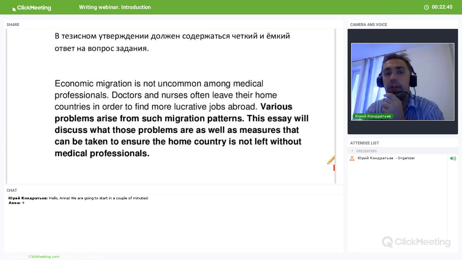So here's the hook. Economic migration is not uncommon among medical professionals. Here is the bridge. Doctors and nurses often leave their home countries in order to find more lucrative jobs abroad. And here's the thesis statement. Various problems arise from such migration patterns. This essay will discuss what those problems are, as well as measures that can be taken to ensure the home country is not left without medical professionals.